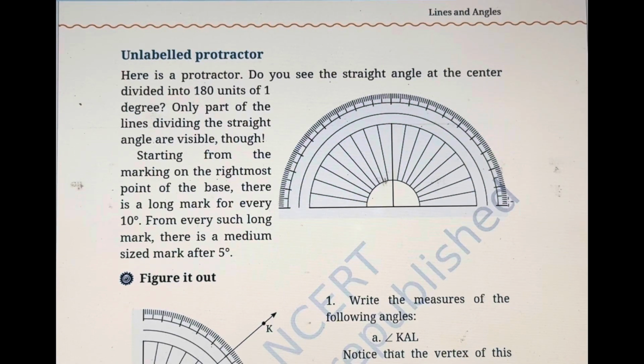Now if you see the bigger lines, ignoring the very small ones, you can see that this is 10 degrees, 20 degrees, 30 degrees, right? So between every such long mark, there is a medium sized mark also, 5 degrees. So this is 0 degrees and this is a little longer line which is 10 degrees. In between 0 and 10, you can see a little medium sized line which is 5 degrees, right? So after 10, the smaller line will be 15. This is 20, 25, 30. Like that, even without the labels, you can understand how to read or measure with the help of an unlabeled protractor.